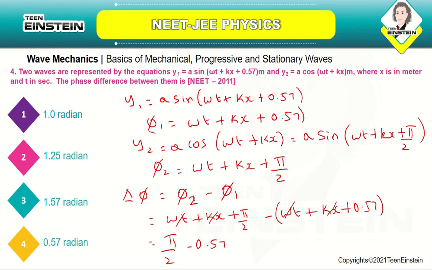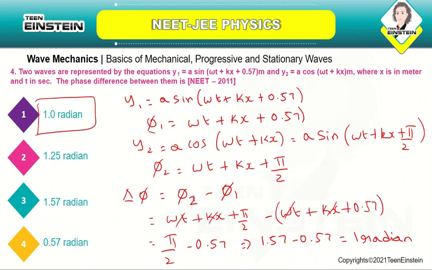Okay, so when you solve this, pi by 2 is 1.57, minus 0.57, so this will become 1 radian. Okay, so the phase difference is 1 radian. The correct answer is option number 1.